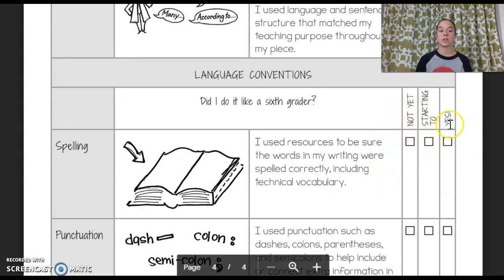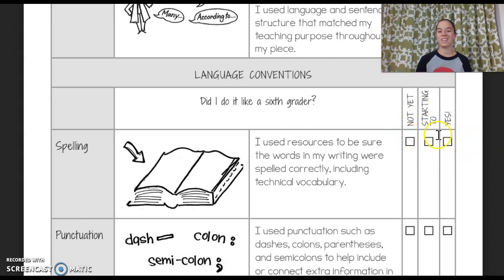And on your rubric, you'll notice for every single one of those topics we just went through, we have a not yet, starting to, or yes, right? We've used these a lot of times. Not yet means no. I don't see any evidence of that yet. Starting to means yes, just a little bit. And then yes means absolutely that thing is there, right?